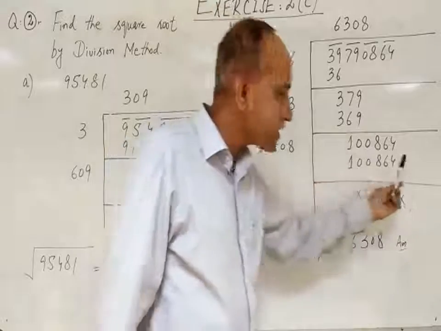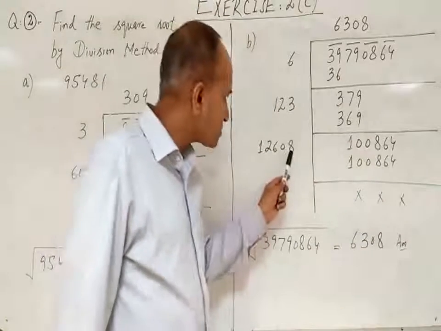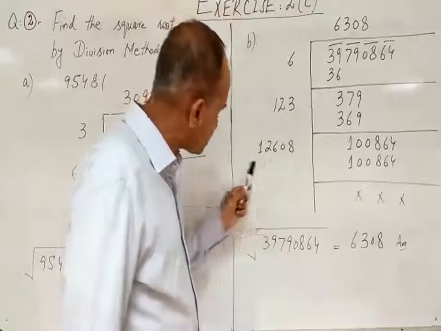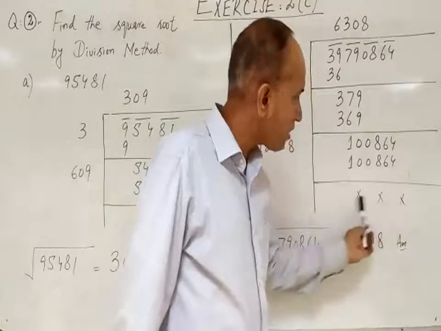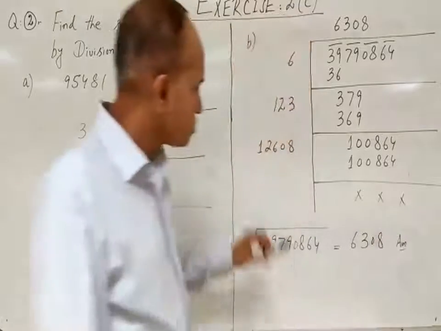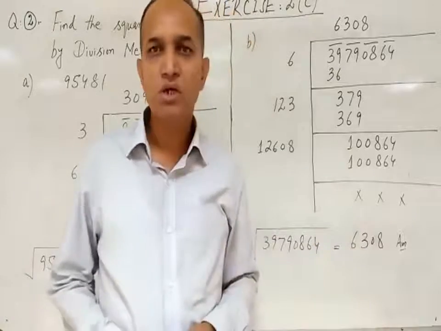Now we have the complete number 100864. We place 8 over here, and when we multiply this whole number by 8, we get the same number, and then after subtraction there is nothing. So we have the square root of this number 6308.